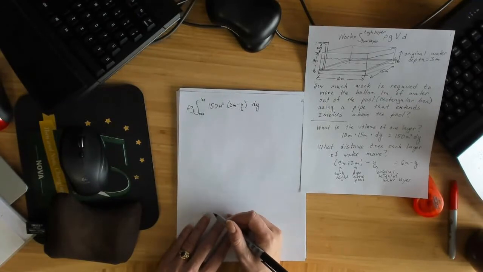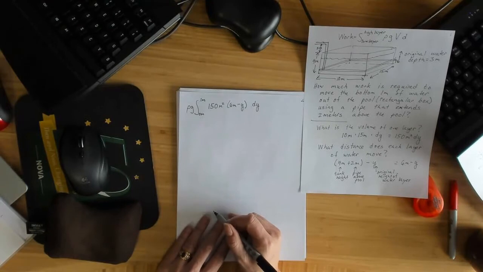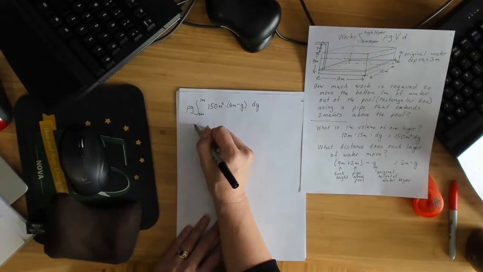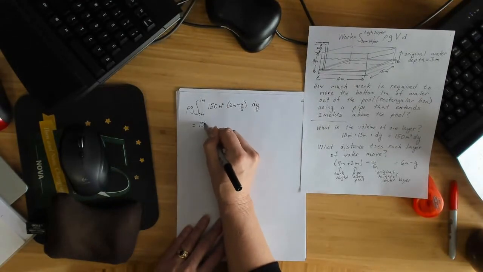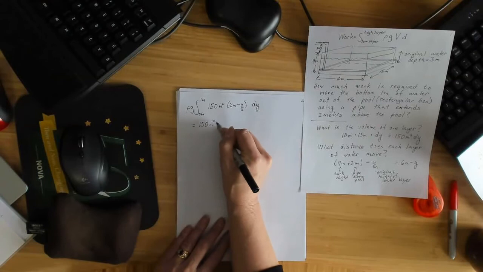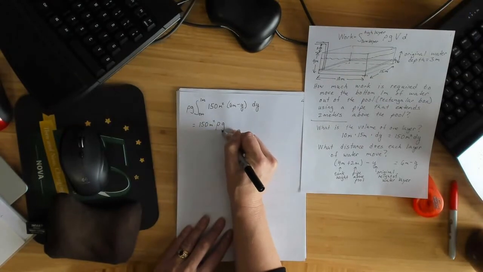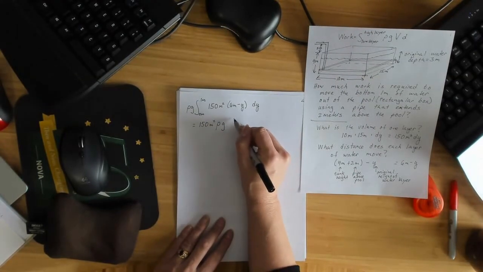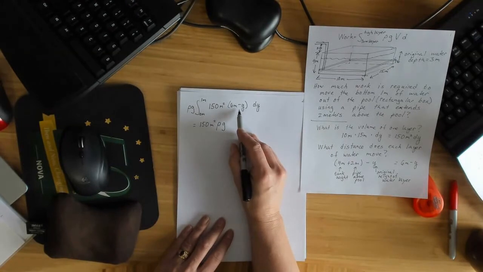So I can now compute this by distributing the 150 meters squared, or I could opt to pull the 150 meters squared out of the integral since it is a constant. I'm going to do the latter. So I will have 150 meters squared, rho times gravity, density times gravity, and then I just need to integrate the 6 meters minus y.